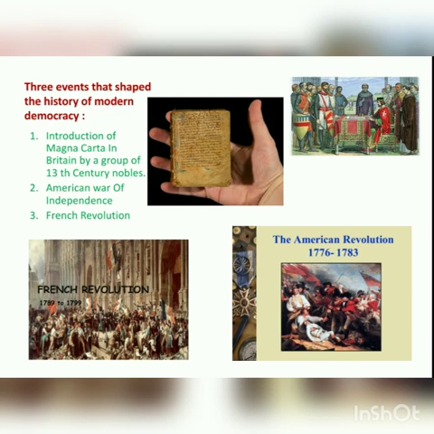Now I will discuss with you the three most important events that shaped the history of modern democracy. First one was the introduction of Magna Carta in Britain by a group of 13th century nobles. Now in Britain, the nobles who assisted the king introduced a document called the Magna Carta. That is, it limited the power of the kings. It was written by a group of nobles in the 13th century to protect their rights and property against the monarchy.